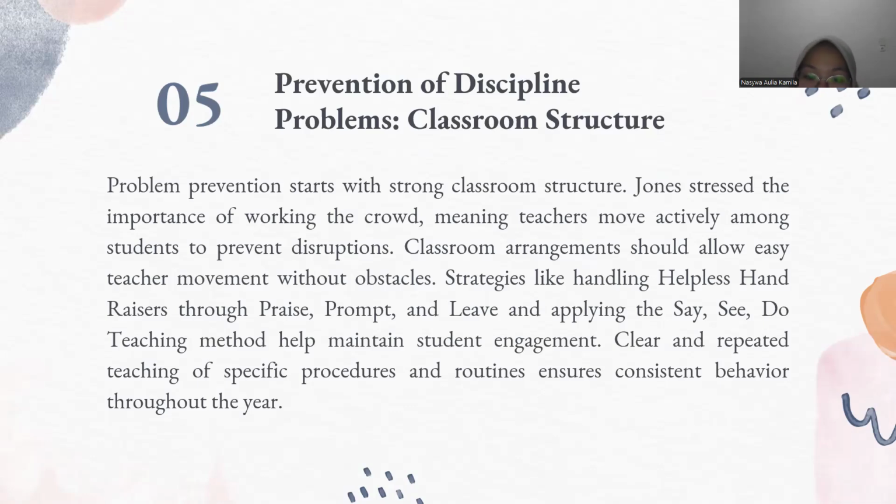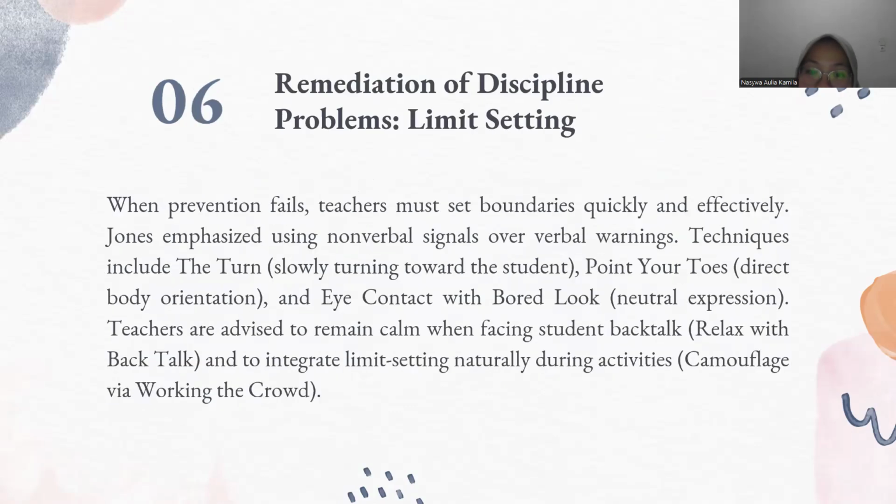And lastly, Jones said teachers must explicitly teach routines and procedures, not just mention them once at the beginning of the year. By practicing these routines consistently, students know exactly what to do without needing constant supervision. So, even with good prevention, problems sometimes still happen. So, now let's talk about how Jones recommended dealing with them effectively. This is the remediation of discipline problems.